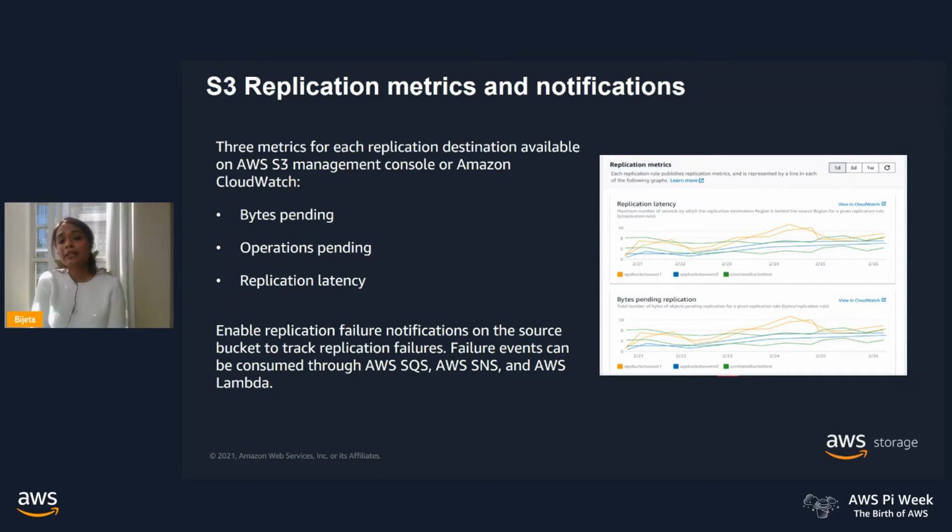Recently, we launched replication metrics and notifications for all of your replication traffic. Now you're able to track object pending, byte pending, and operation pending, as well as replication latencies between source and destination buckets through the S3 Management Console or on the Amazon CloudWatch.